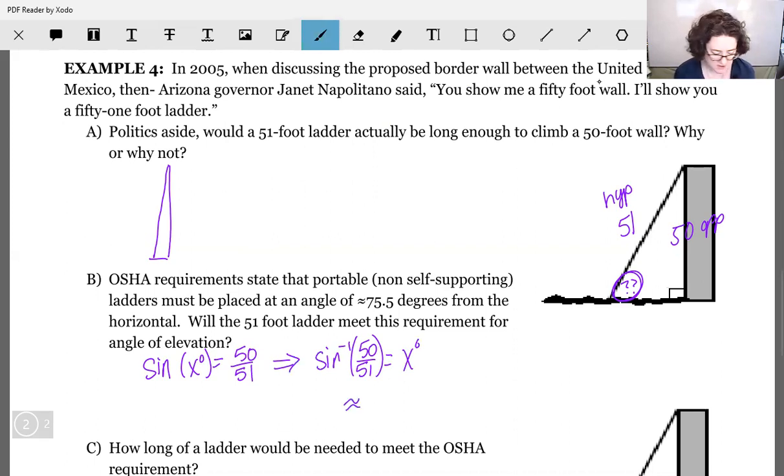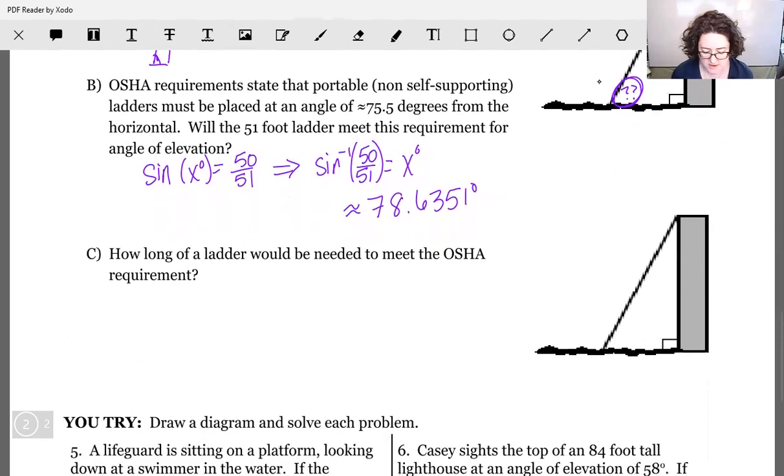So sine inverse of 50 over 51 gives us 78.6351 degrees. That is too large. So that means that this angle we're looking at, at the bottom of the triangle, we would need to make smaller. We would need to pull the base of that ladder out to be a little bit safer. So 51 feet is just not going to cut it. Okay, so how long of a ladder would we need to meet those OSHA requirements?